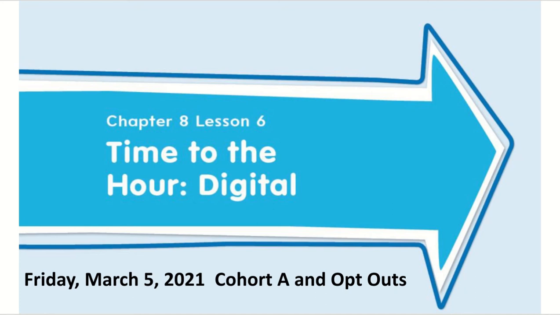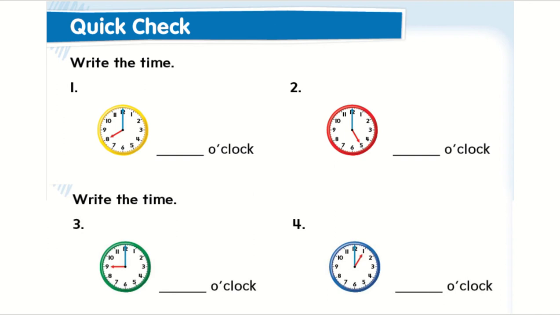This is Mr. Cook, and today on Chapter 8, Lesson 6, we are working on time to the digital hour. So this is going to be Friday, March 5th, and this is going to be the last time we actually have Cohort A working with the opt-outs, which is pretty exciting. So let's get started here, boys and girls. We're going to write the time in this quick check that we have.